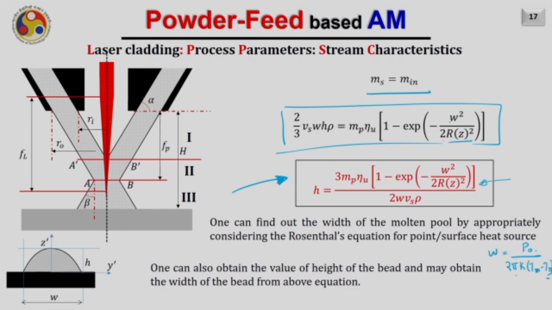This is the width of the molten pool. Also, it can be further improved by considering, instead of a point heat source, a surface heat source or even a volumetric heat source. So, this width of the melt pool can be easily obtained by considering the appropriate heat transfer into the substrate. Once I know this value of W by utilizing either the Rosenthal equation or any numerical simulation, I can now find out the value of H.